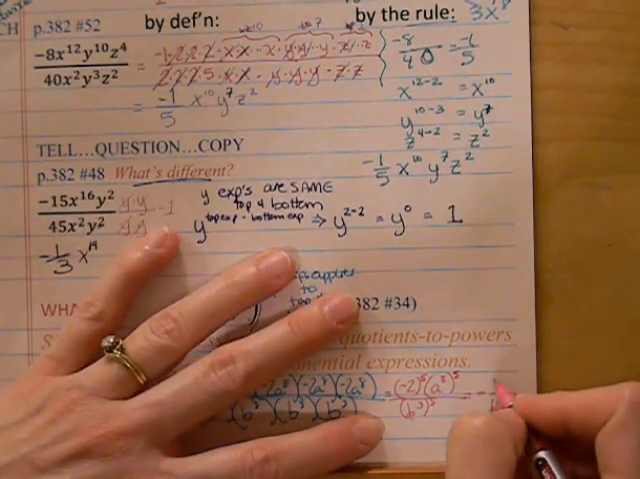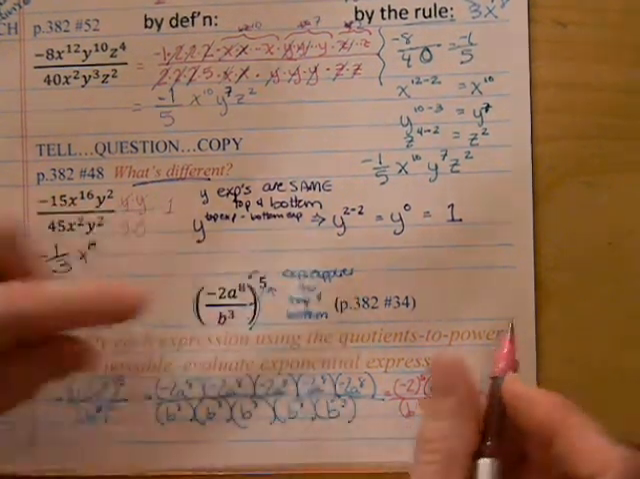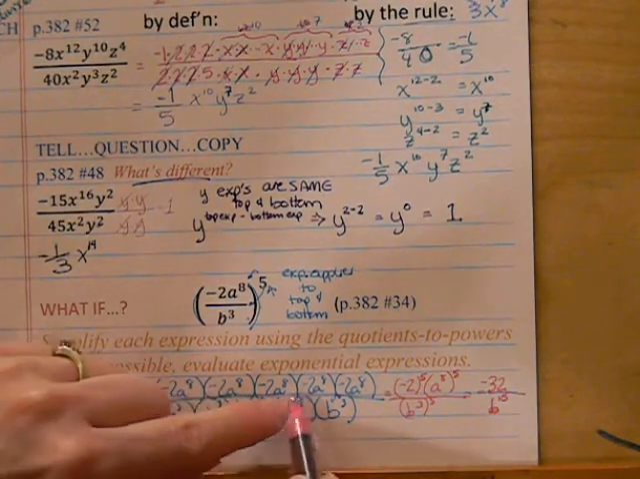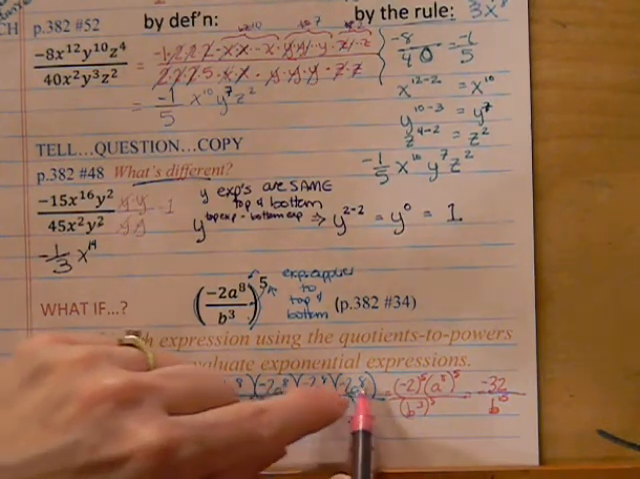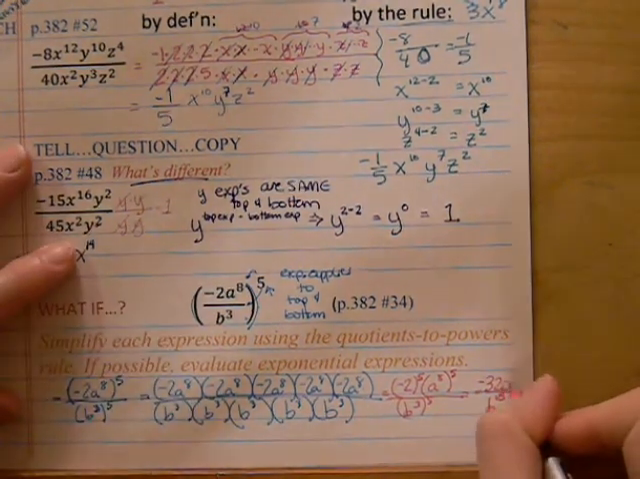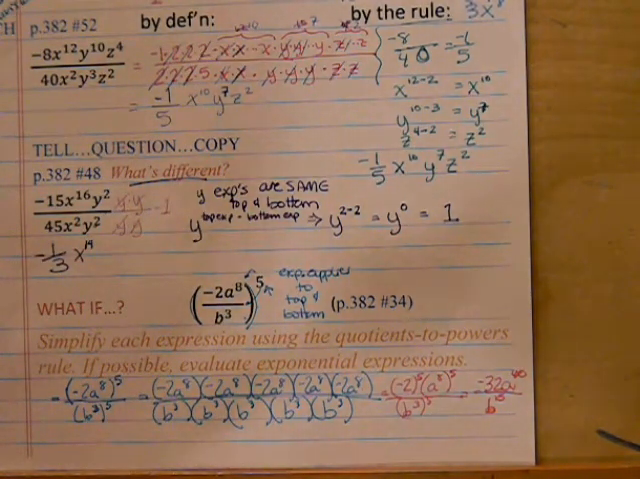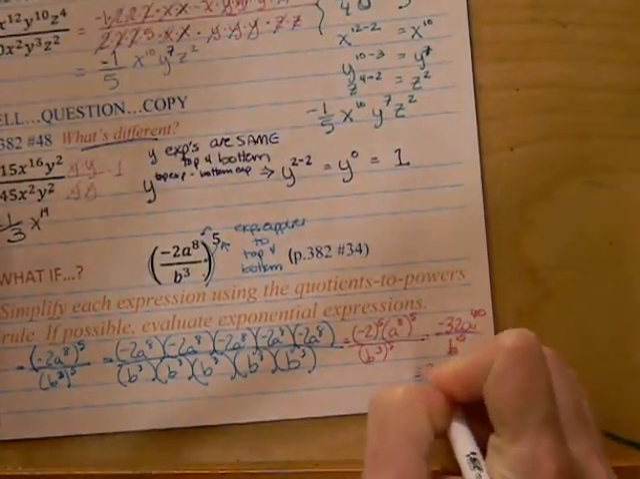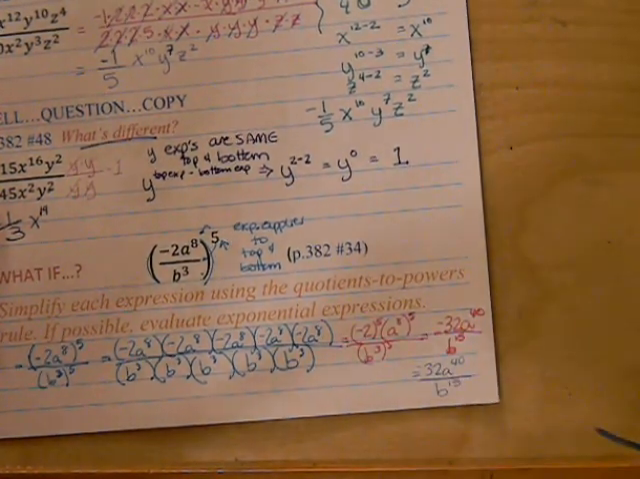On the top, negative 2 to the 5th would become negative 32. A to the 8th raised to the 5th. Imagine you've got 8, another 8, another 8, another 8, another 8. There's going to be 8 plus 8 plus 8 plus 8 plus 8. Another way to say that is 8 times 5. That's how many A's you're going to have. That's A to the 40th. So our final answer is negative 32 A to the 40th over b to the 15th. Hopefully that's a little easier to see now.